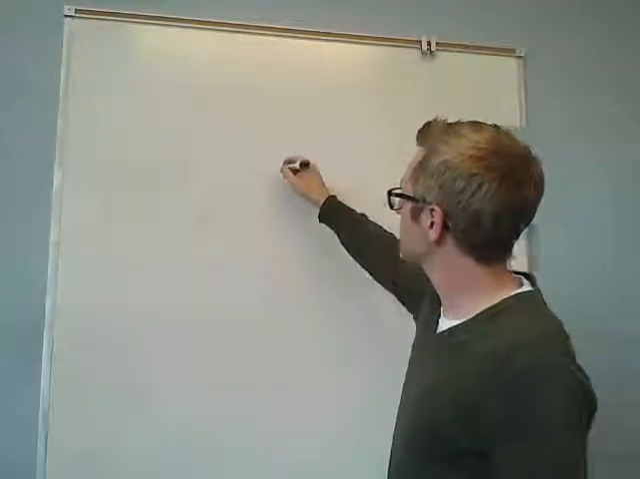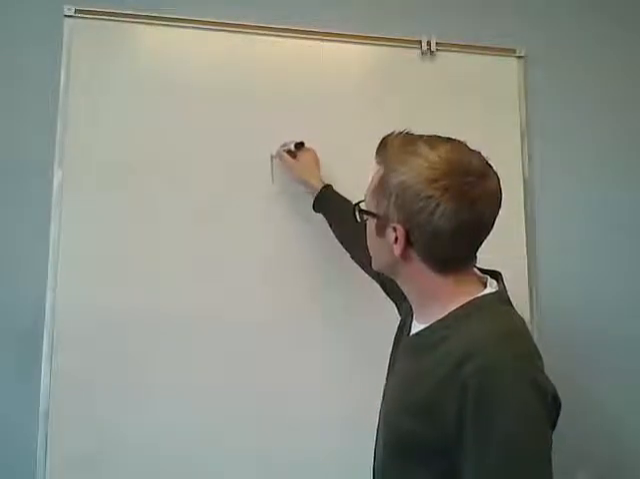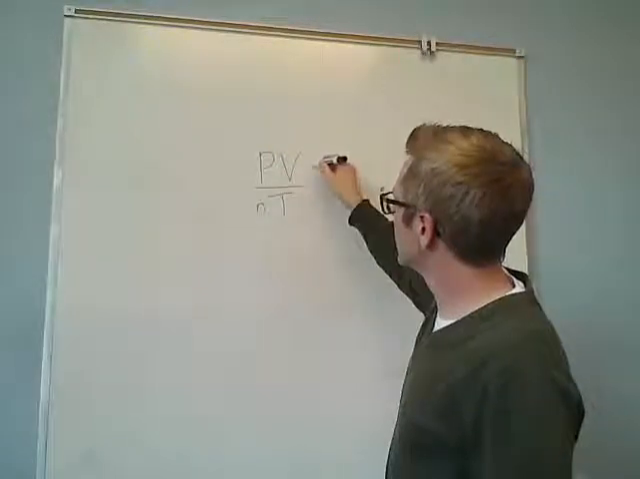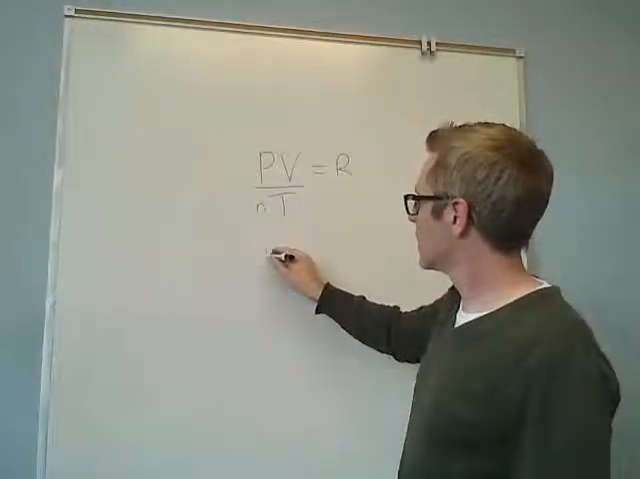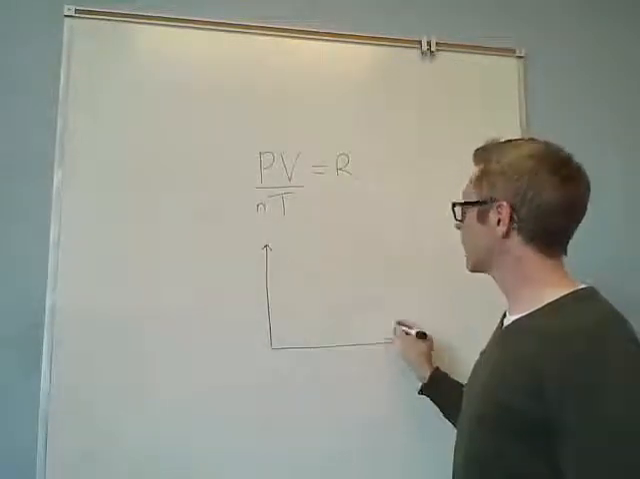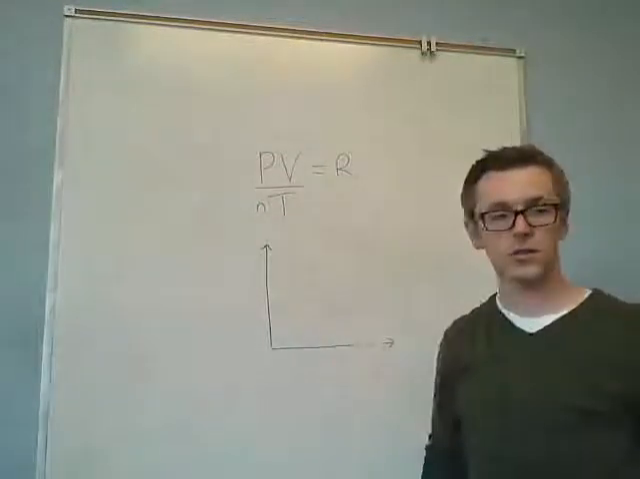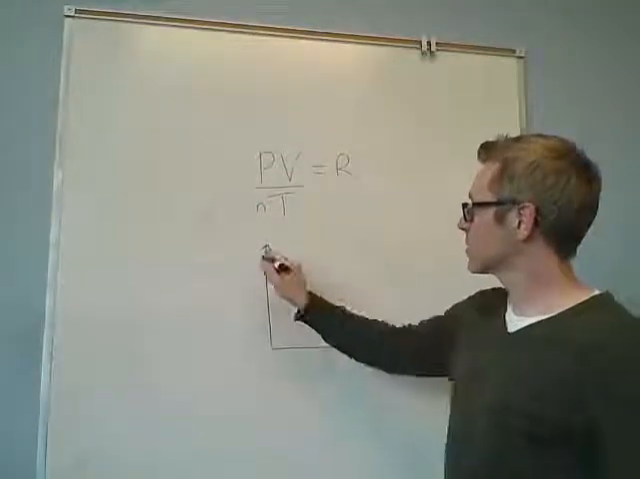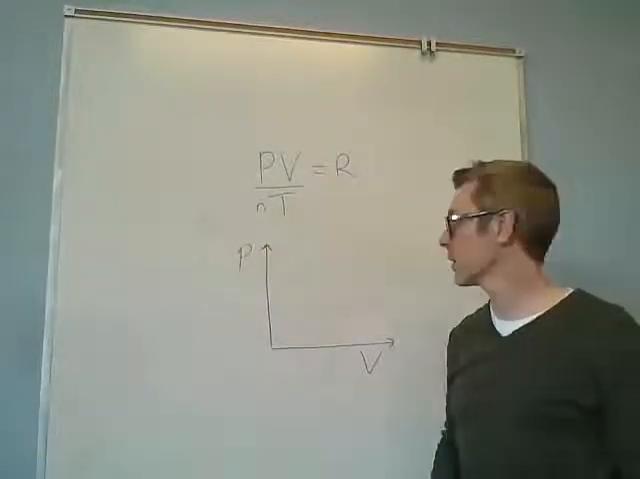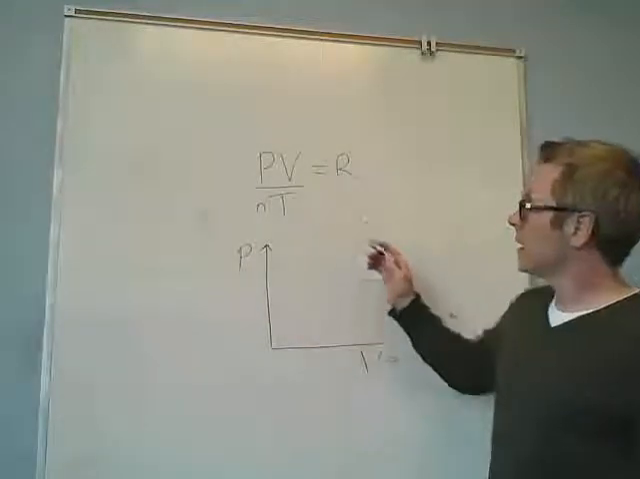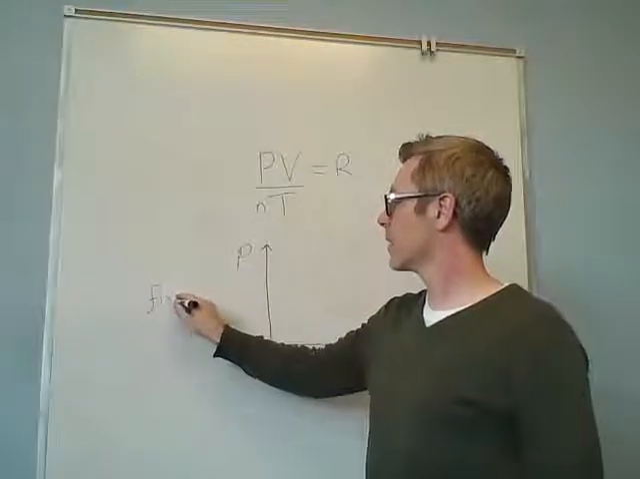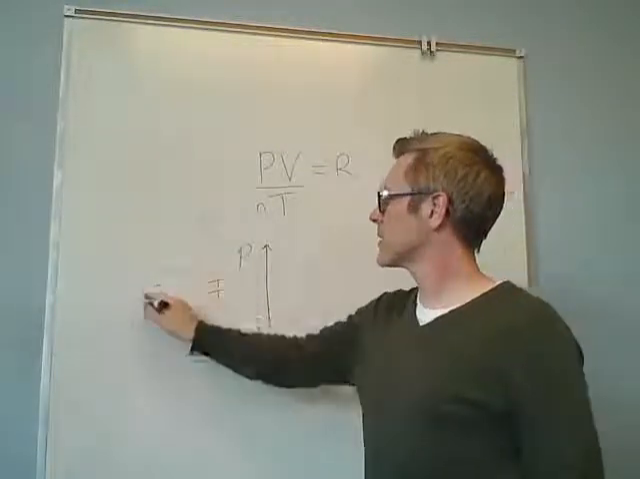So let's plot. We said that PV over nT is R. So if we look at 2 variables, so we have 4 variables total that are equal to a constant. Let's look at 2 of those variables initially. Let's look at P and V. And I'm going to fix n and T. What does that mean?